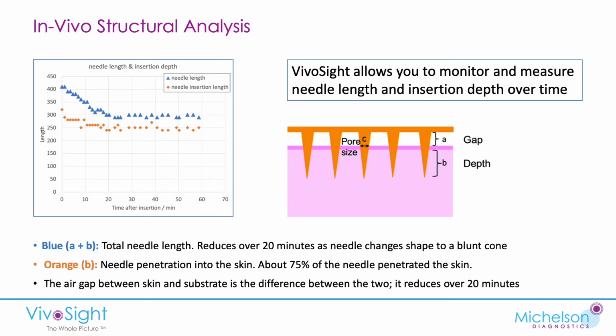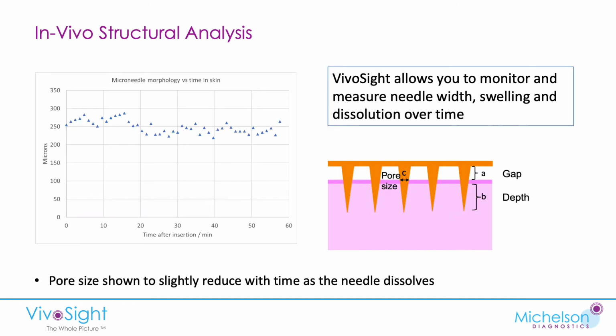And then we can map that and show that on a chart. So here we are, this is the time after insertion. And this is the length. So we have 2 lines here. One shows the total needle length, and you can see that over a period of about 20 minutes it shrinks, and that's corresponding to the needle becoming more and more blunt. And then the total insertion depth, also that shrinks a little and stabilizes, and the gap between them is the air gap. Pore size, initially it goes up to about 280 microns, and then it gently reduces over a period of time as the needle dissolves.